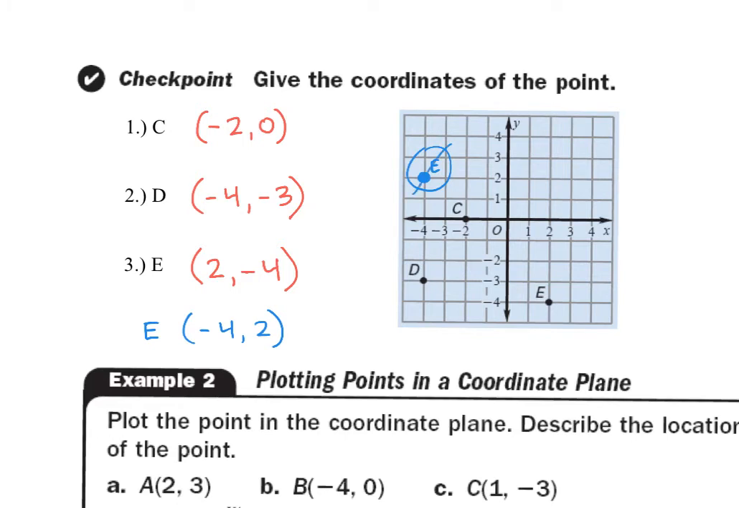So this cannot be correct. It has to be at 2, negative 4. The order makes a big difference. Also notice how I wrote all of my points with parentheses around them and a comma in between.